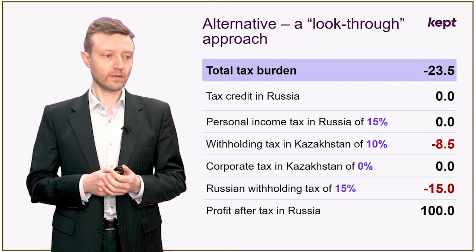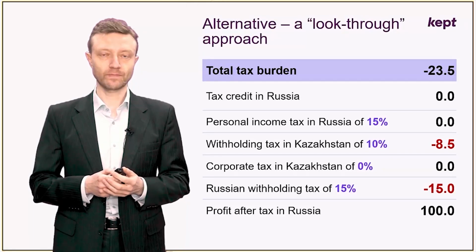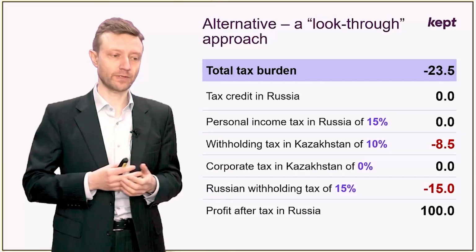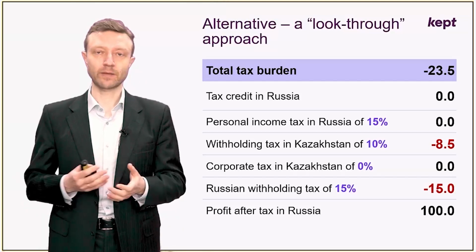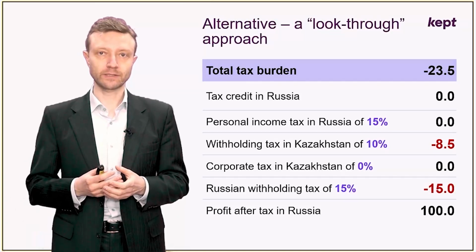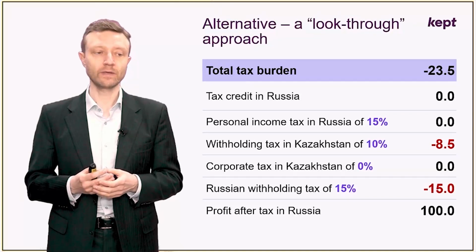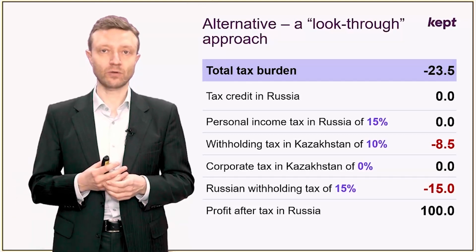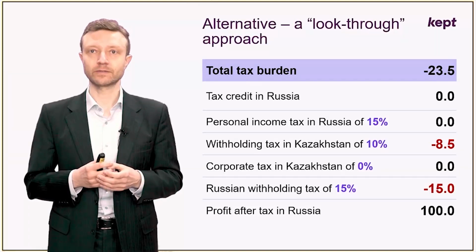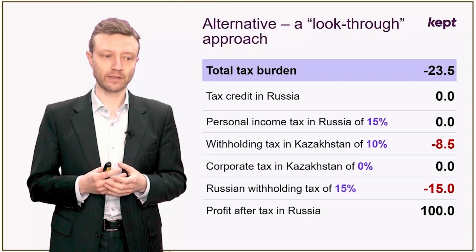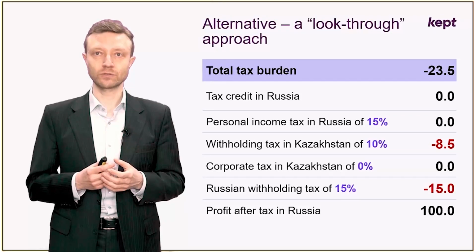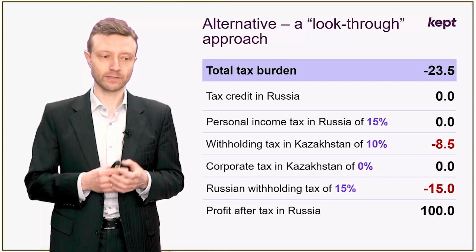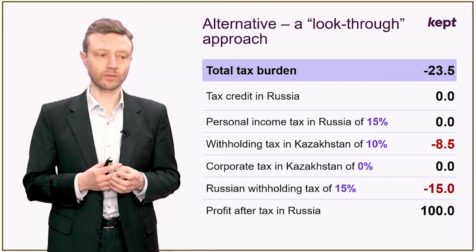Before we move on, just to mention that there is a so-called look-through approach that can be used by the Russian parts of the structure, where technically what happens is that the Russian subsidiary declares dividends and for tax purposes treats them as if they were distributed and paid to the ultimate shareholders, in this case in Russia as well. In some cases, this tax treatment can help to achieve a reduced withholding tax burden, but this calculation, which we will not go into detail, demonstrates that the result will be basically the same.